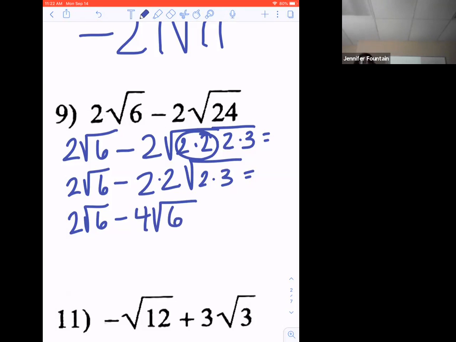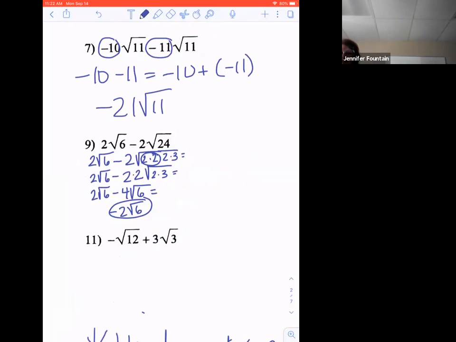Now my radicands are the same. So now I have 2 times the square root of 6 minus 4 times the square root of 6. So what is 2 minus 4? Negative 2. Negative 2 times the square root of 6. Okay, so sometimes you can simplify to be able to add or subtract.